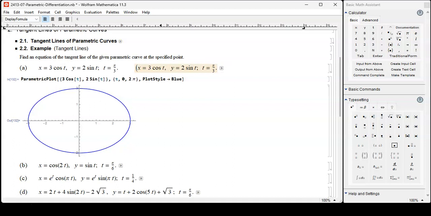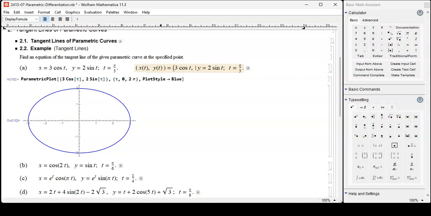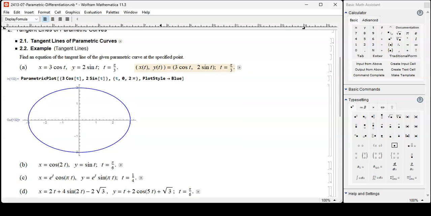x of t, comma y of t, is 3 cosine of t, comma 2 sine of t, like this, where t is pi over 3. This expression here and that expression there are the same. Here, I gave x and y as two separate functions. Here, I put together and made a vector function. Either way, they're the same thing.